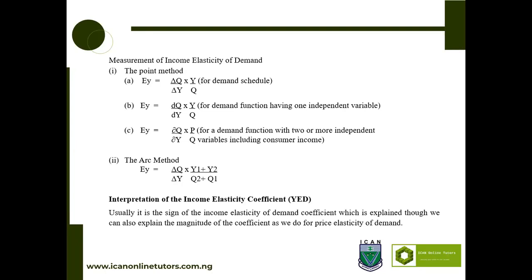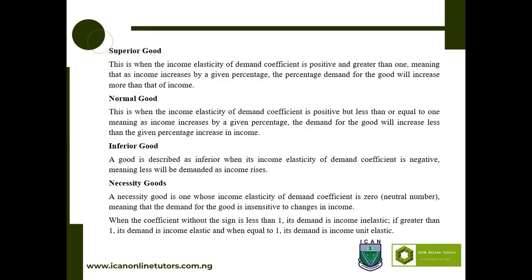We have the interpretation of income elasticity coefficients. Usually, it is the sign of the income elasticity of demand coefficient which is explained. So we can also explain the magnitude of the coefficient as we do for price elasticity of demand. So the interpretation of income elasticity coefficients is determined by the following types of goods.